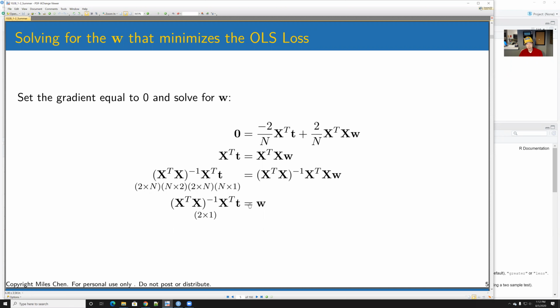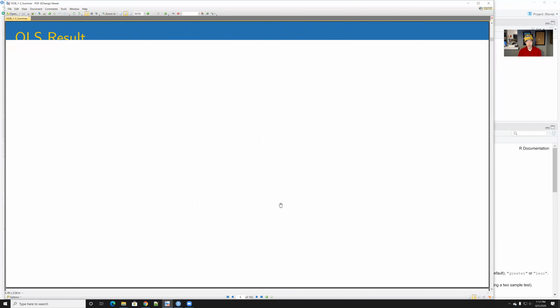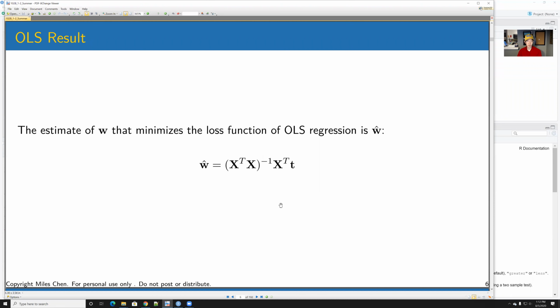And maybe this is familiar to you already, maybe not. But this is a common result for least squares regression that represents the value of W that optimizes the loss function. Okay, so this is what we have. The OLS result is that the estimate of W that minimizes the loss function is equal to X transpose X inverse X transpose T.